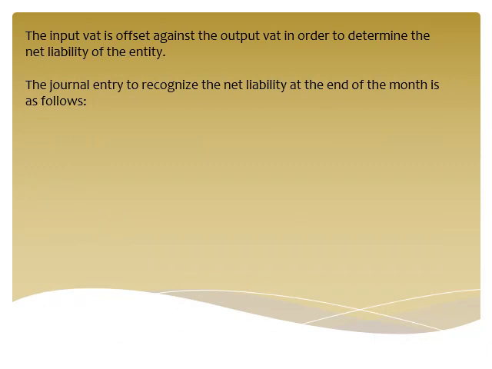So, the journal entry to recognize the net liability at the end of the month is as follows. So, we have a credit balance of output VAT of 600,000. So, to close the output VAT, we need to debit the output VAT, 600,000. And we have a debit balance of input VAT, 240,000. So, to close the input VAT, we need to credit the input VAT of 240,000. So, we have a net liability of 360,000 that should be remitted to the Bureau of Internal Revenue.